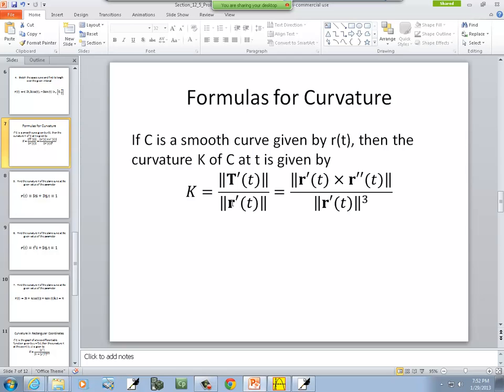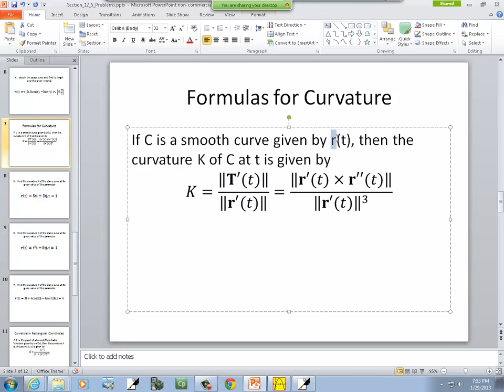Now, we're not analyzing what k means in these problems. We're just showing how to find it here. When you get into your application areas, that's where you'll study what K should be for whatever you're looking at. Now, if C is a smooth curve given by R, and that should have been uppercase R here, that's a vector. Screwed that one up. Then the curvature K of C at t is given by this formula.